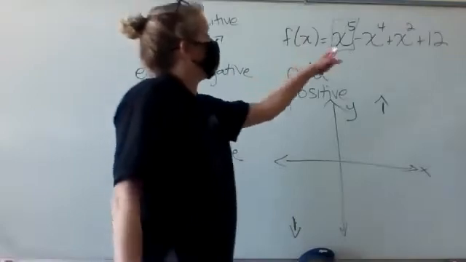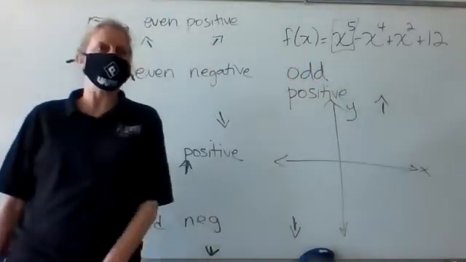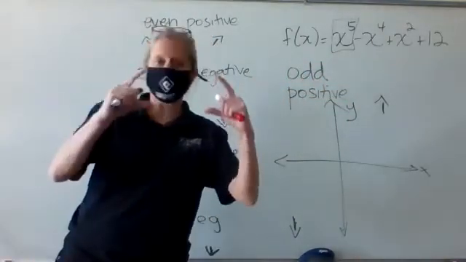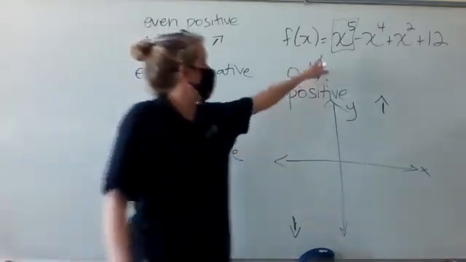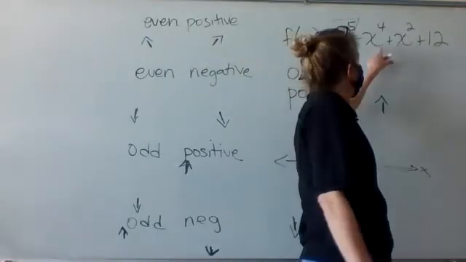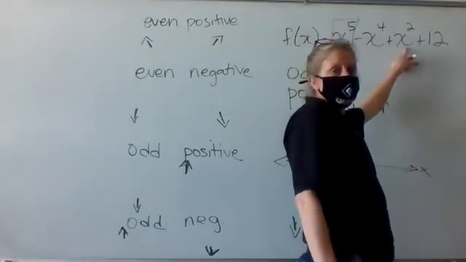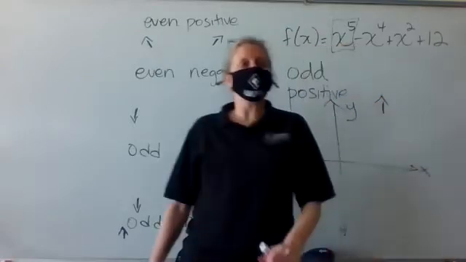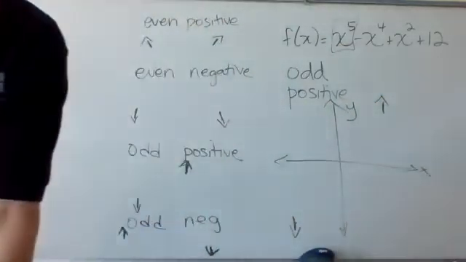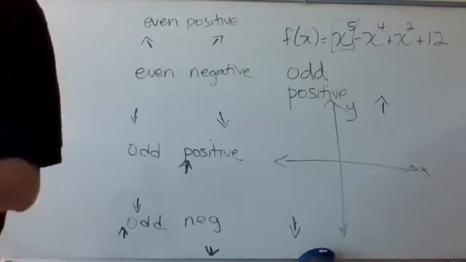Is this a good graph to find X-intercepts? X-intercepts are going to be tricky there because I don't see any factors. But I do see a constant. If I replace all these X's here with zeros, what am I going to be left with? 12. Which means it's going to cross through the y-axis at +12.